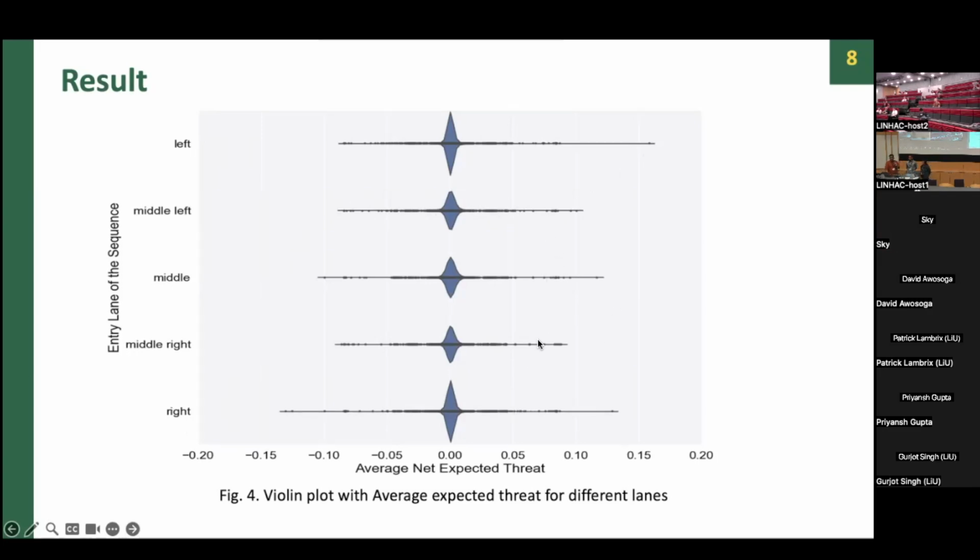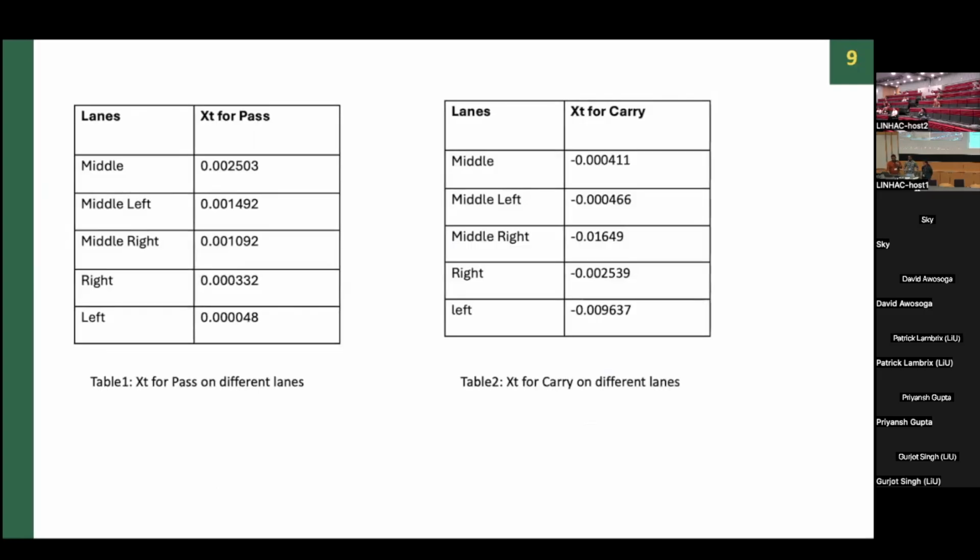So this will not give us a clear view of which lane will be preferable to make a zone entry. To get more detail, we divided all the lanes and xT values, the expected threat values, for the passes and carries. We found an interesting fact here.